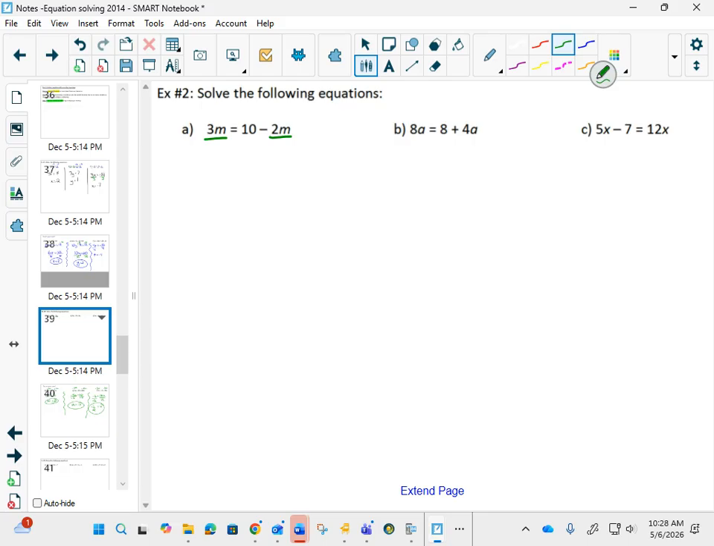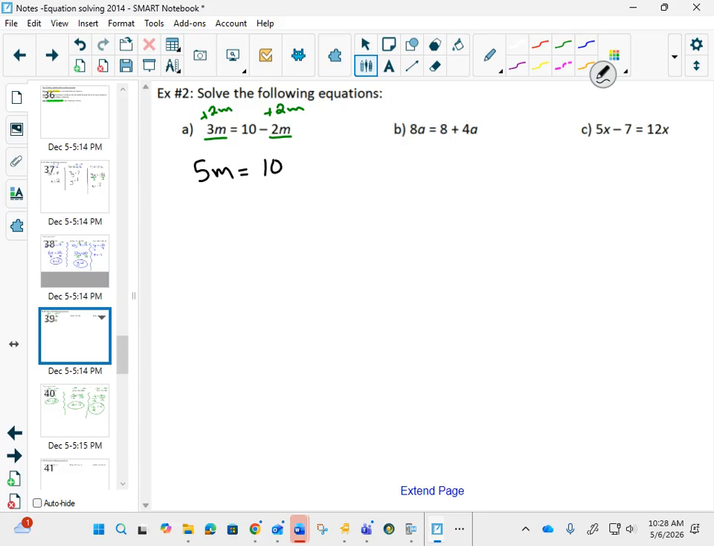How do I move this minus 2m? What's the opposite of subtracting 2m? Adding. I'm going to add 2m here, which means I'm going to add 2m there. I'm going to keep the 10 on this side, pretty simple. And then 3m plus 2m is 5m.